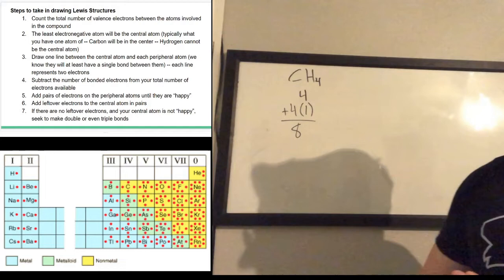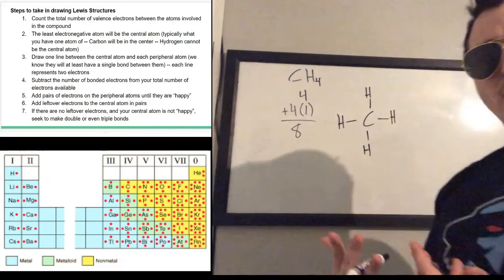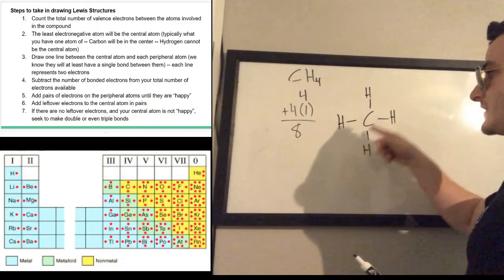Now we know that they are bonded in some way, shape, or form. Otherwise, why would we be here? We know that they're bonded together. This unit is called bonding. So of course, there's at least a single bond between each of these elements. So I'm going to go ahead and take care of that.